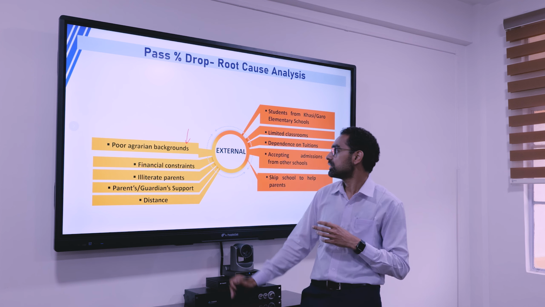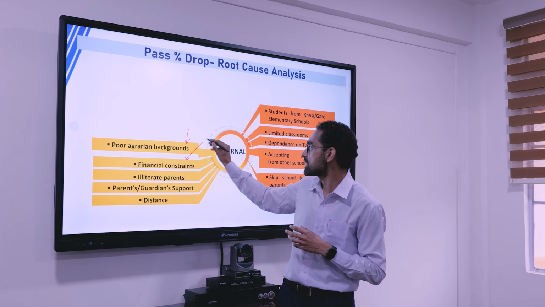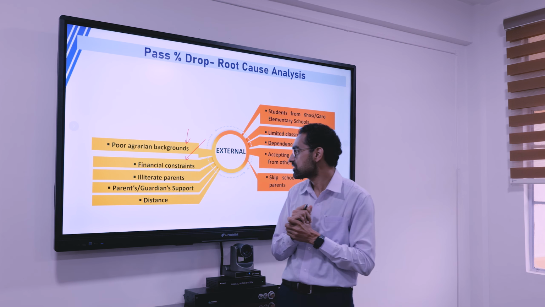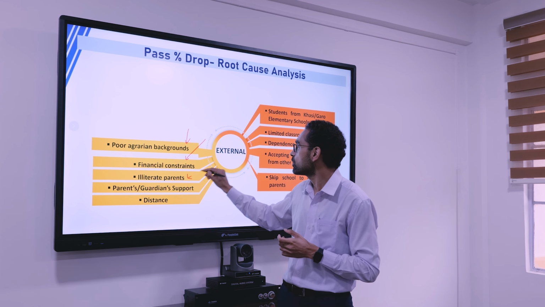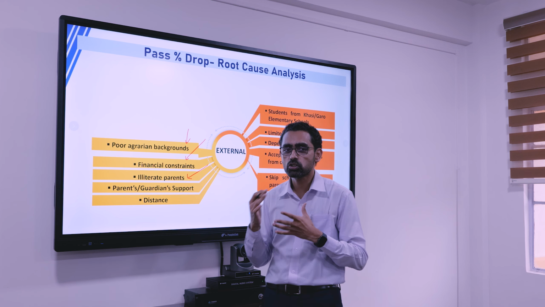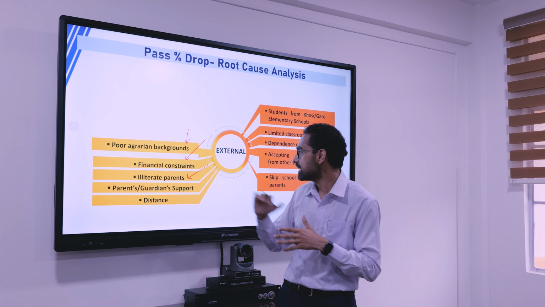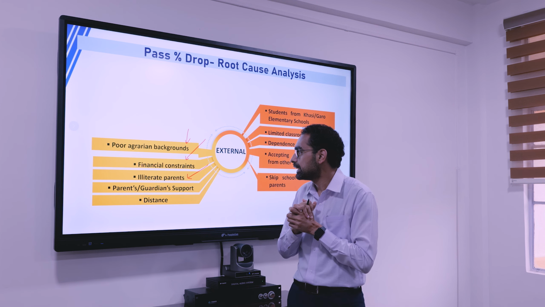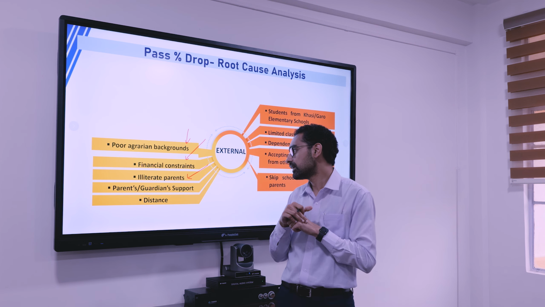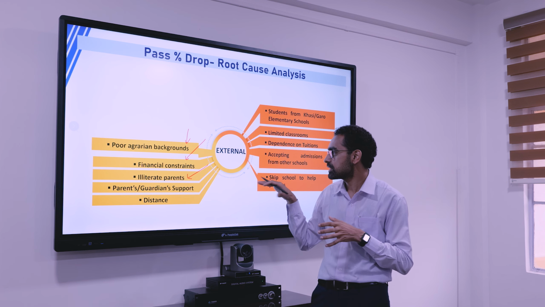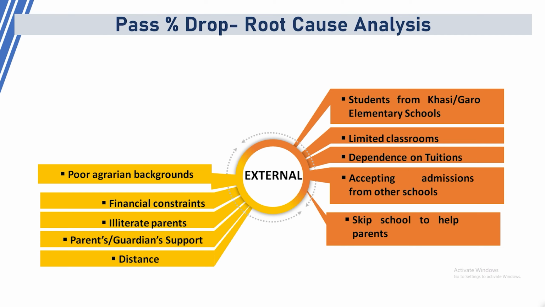So this is one of the reasons. And since they only depend on some kind of agrarian income, there are financial constraints. This factor I've already talked about, that most of the students who are going are first generation learners, so the illiterate parents are not able to create that kind of atmosphere at home, and there is a lack of supervision when they are at home.